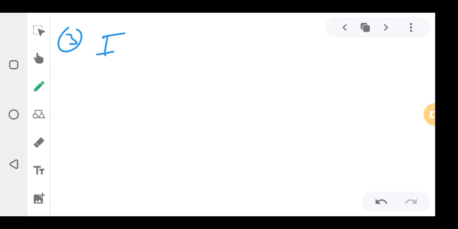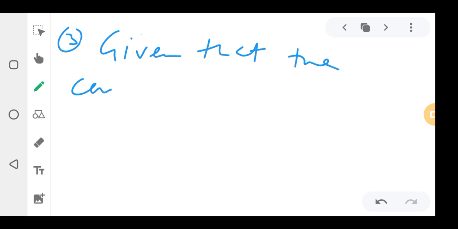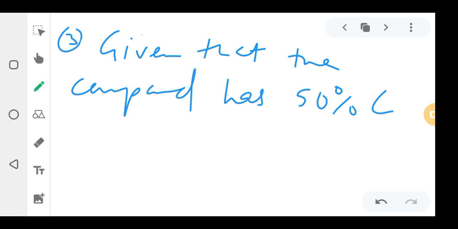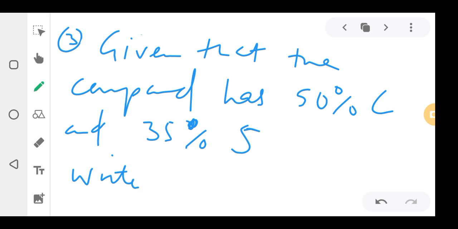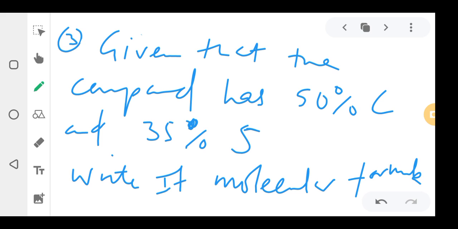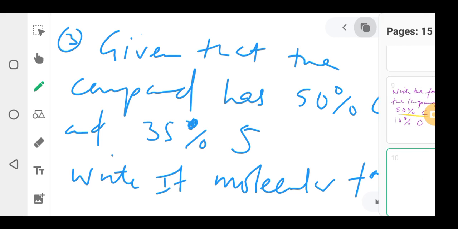Now this one, the percent is not going to be there. Given that the compound has 50% carbon and 35% sulfur, write its molecular formula. Okay, so which compounds do we have here?